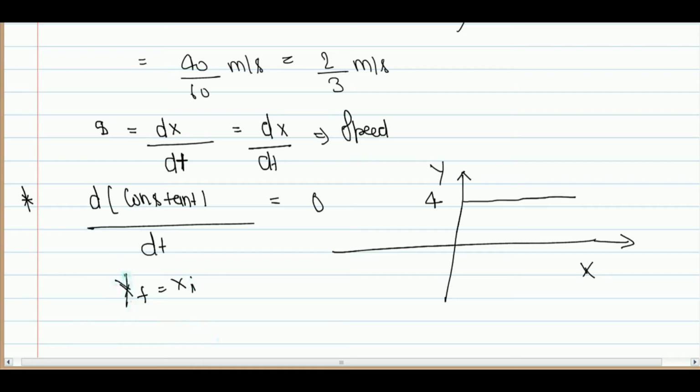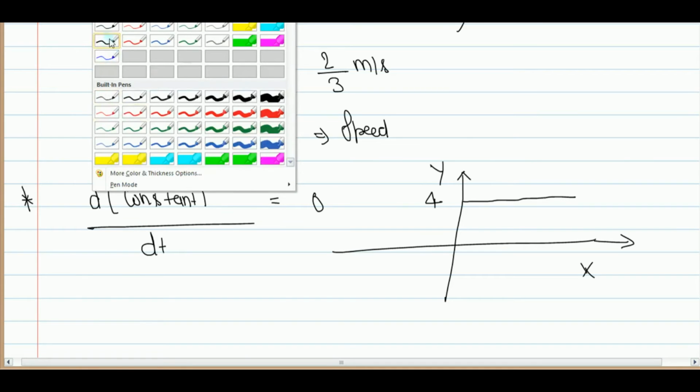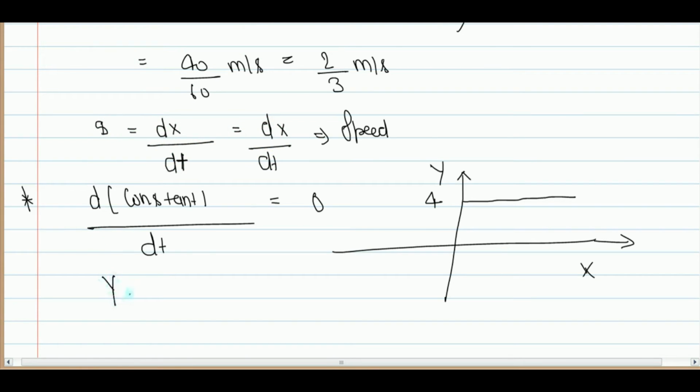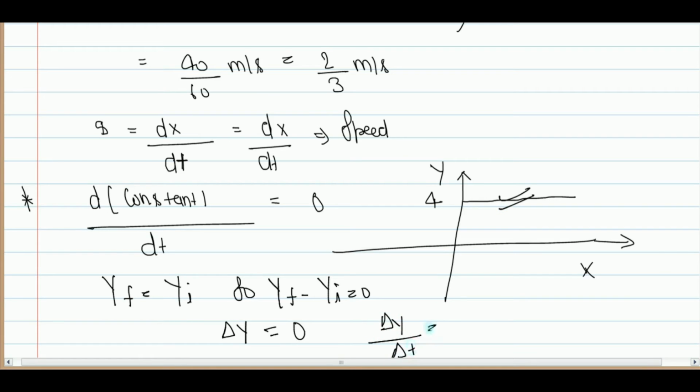Let's say this final value is represented by y. So y final will be equal to y initial. So y final minus y initial will be equal to 0. So the change of y will always be 0, because it is always constant, it is 4. So the final and initial value will always be equal. So delta y by delta t will be equal to 0 for a long interval of time.